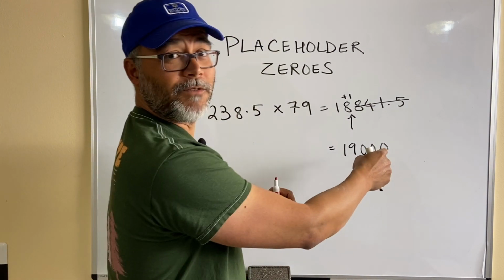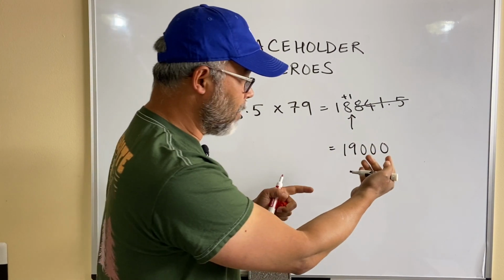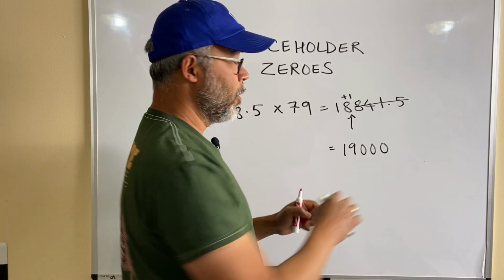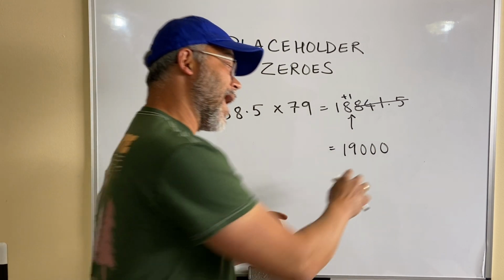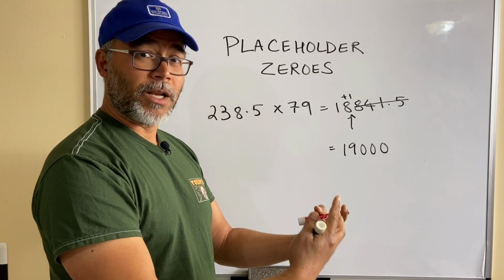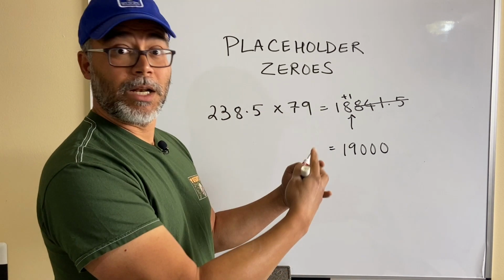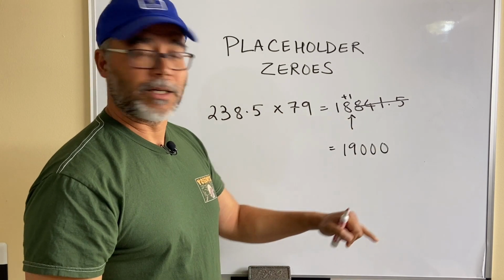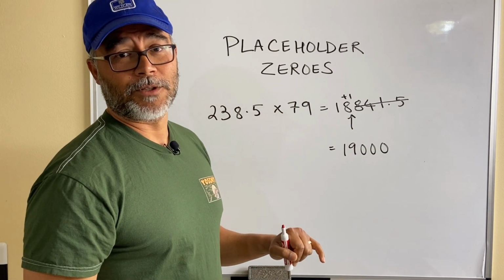Because they're at the end of a number and there's no decimals in the number, you can just keep that as is. We rounded it correctly. We added placeholder zeros to make the magnitude of the number equal to or similar to the actual answer. And that is the most correct answer for this calculation.